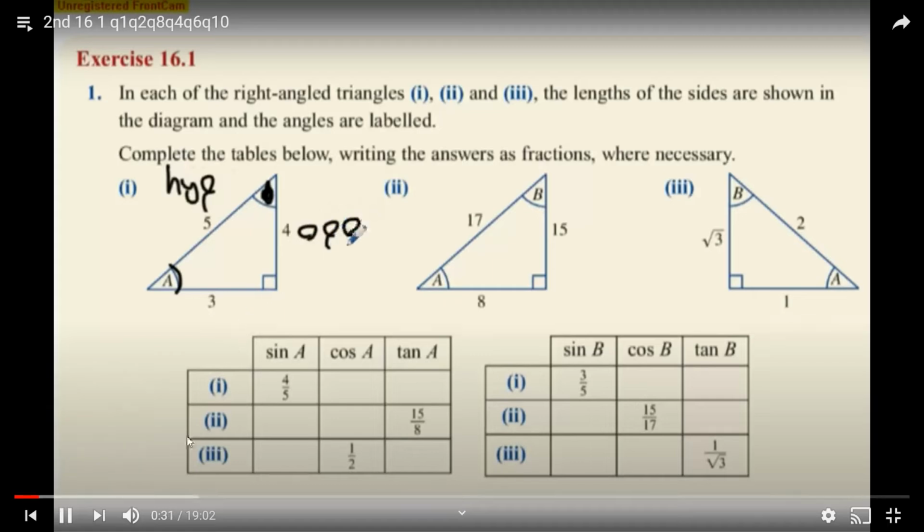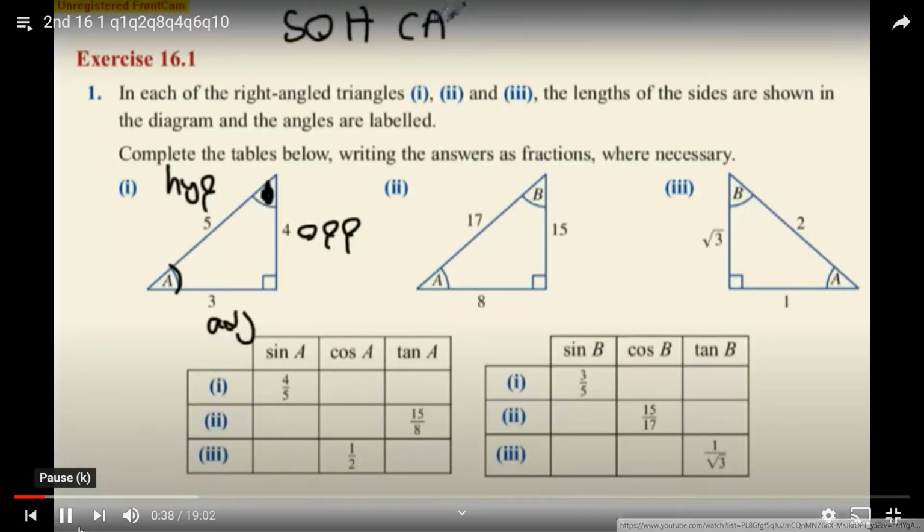The hypotenuse is the longest side, which is 5. 4 is the opposite because it looks at angle A, and 3 is the adjacent. We next write out this rhyme. It's called SOH CAH TOA.